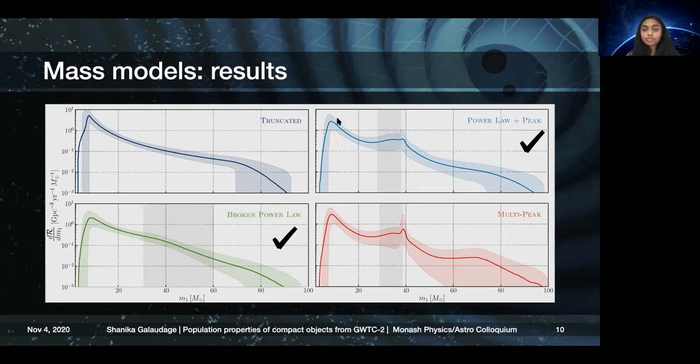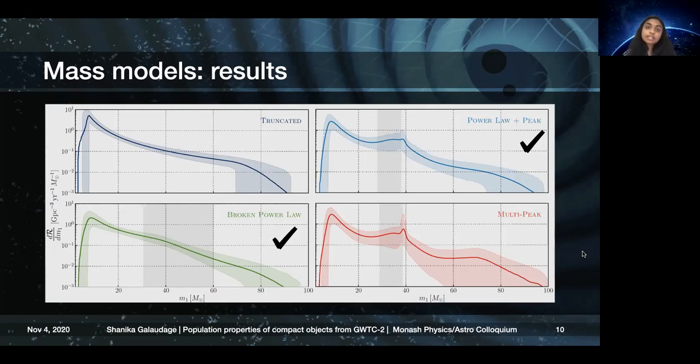have a sharp cutoff at low masses, rather it's smooth. And we also have a peak-like structure in the distribution. Then we have broken power law, which also has a smooth lower mass end, but instead of a peak, we have a break between two power laws. So these power laws have two different slopes, and so there's a break when they meet. And finally, we have this model called multi-peak, which, as the name suggests, has multiple peaks. So we have smoothing at the low mass end, and we have a peak and another peak.